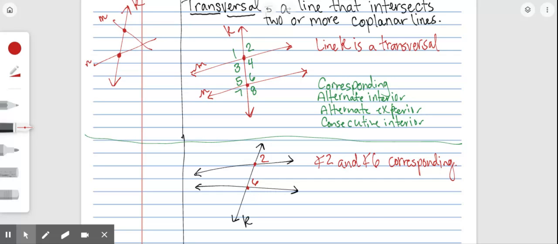So since K intersects line N and line M, K intersects line M here, then 2 is in the top right-hand corner. And then K intersects line N here, 6 is in the top right-hand corner. They're in the same location, okay? I'm going to actually write they're in the same location, corresponding to or related to the transversal.